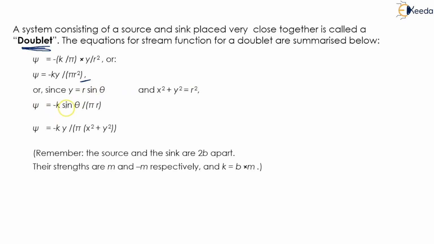psi is equal to minus K sin theta upon pi r, and we also know x square plus y square is taken as r square. So over here we can write psi is equal to minus K into y upon pi multiplied by x square plus y square. But always remember, the source and the sink are at a distance 2b apart. Their strengths are m and minus m respectively, and K is taken as b multiplied by m.